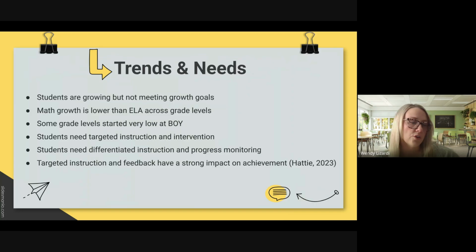So those are the trends. Again, this data shows several trends across grade levels. While students are growing, many grade levels are not meeting their growth goals, especially in math. This indicates students need more targeted instruction and intervention. Whole group instruction alone will not meet the needs of all students. So therefore, we must do more small group instruction, differentiation, and monitor progress.